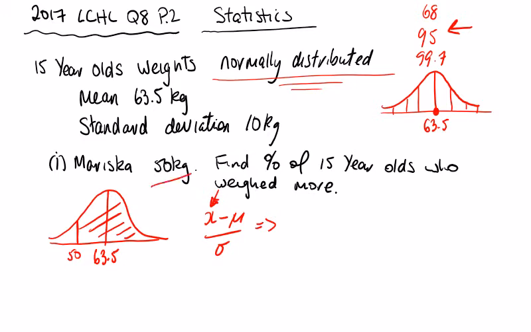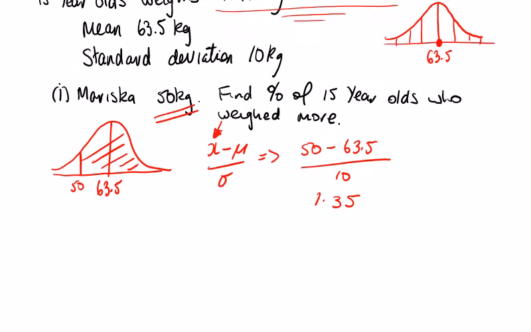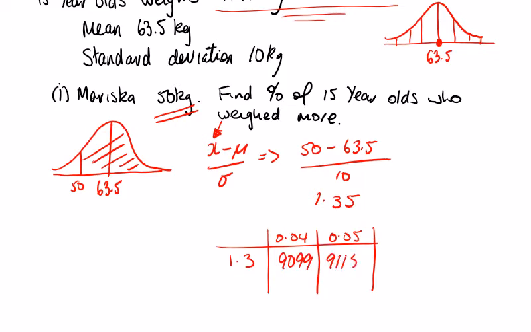So what are we testing? 50 kilos minus the average, 63.5, over the standard deviation of 10. And this is going to give 13.5 over 10, which is 1.35. So we need to go to the z-score tables, and I'll just jot down what you should see. This is the 1.3 in the z-score tables. We're looking for 0.05. 0.04 is 9099, and 0.05 is 9115.